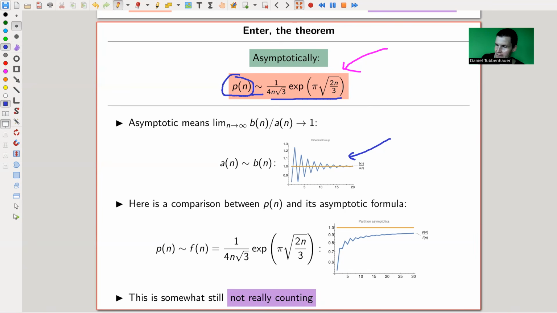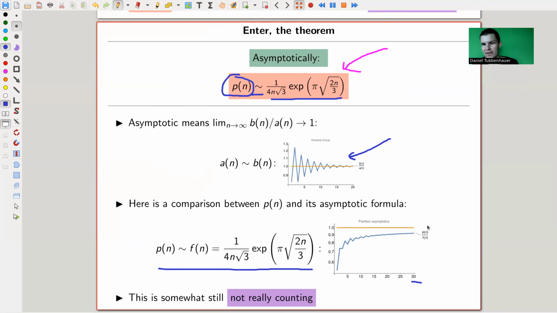Anyway, so here's our little formula again. And if I list them, here you can see that this formula, so I list the ratio. Eventually the ratio will converge to 1, but it takes a while. And in the 30th step, it's still quite off by a bit. So it's 90% correct. So this is still somewhat not really counting. We get a closed formula, the one I wanted, and it's a beautiful one, but it's not really counting. It's just counting asymptotically. It counts the ratio.